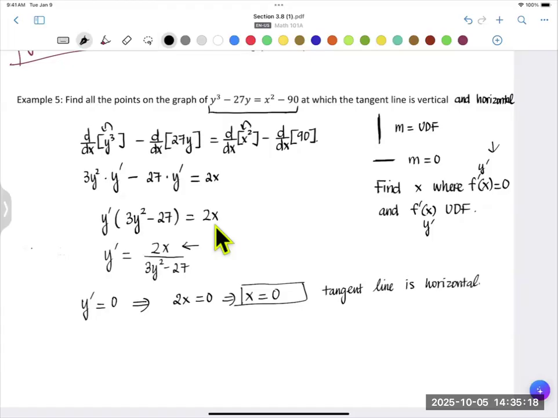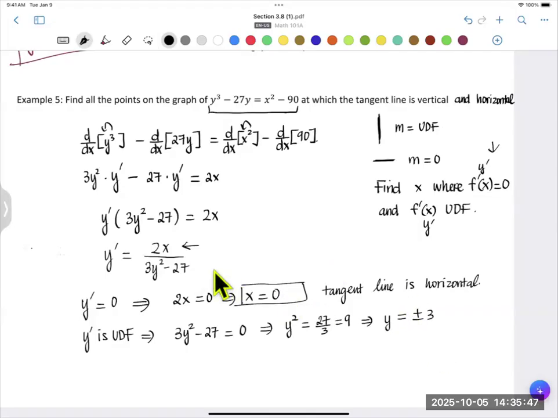Now for y prime undefined, it means the denominator equals 0. When the denominator equals 0, the derivative function will be undefined. So we're going to have 3y squared minus 27 equals 0, and that will give us y squared equals 27 over 3, which is 9. So y is equal to plus and minus 3. However, we are not looking for the y value, we're looking for the x value where we have the vertical tangent line. So let's see what x value we have.